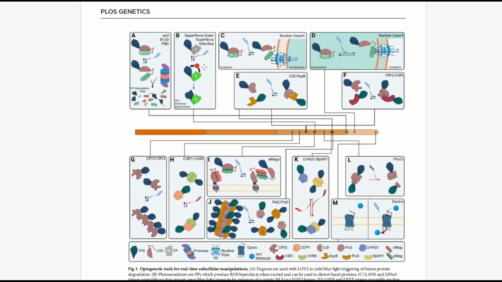AsLOV2 has further been implemented in light-activated nuclear shuttle, LANS, and light-inducible nuclear localization signal, LINuS, to enable conditional nuclear localization of proteins of interest upon exposure to blue light, using a cryptic NLS signal. Conversely, the light-inducible nuclear export system, LINX, and LEXY employ a light-exposable cryptic nuclear export signal within an AsLOV fusion, allowing for blue light-induced nuclear export of proteins of interest.